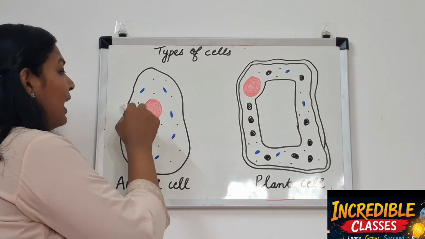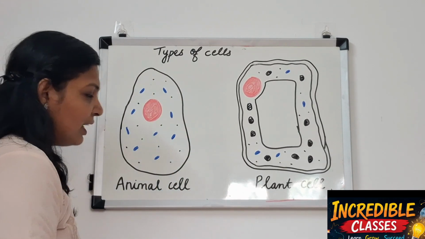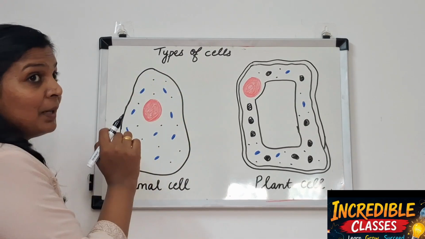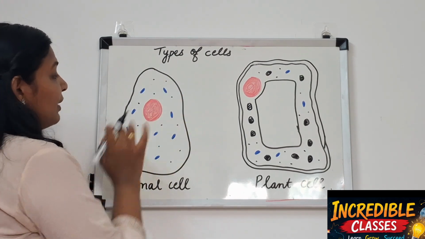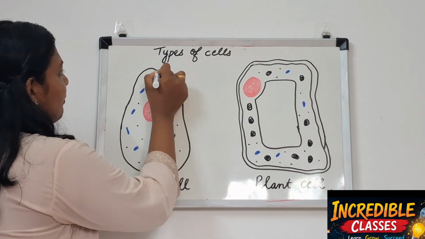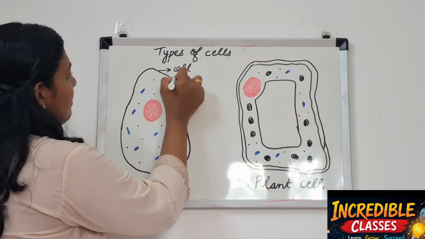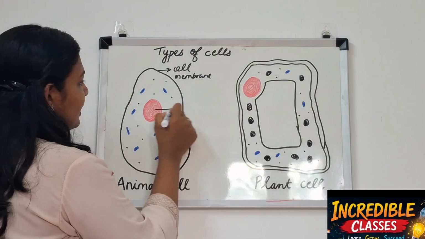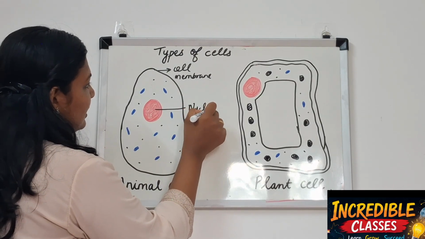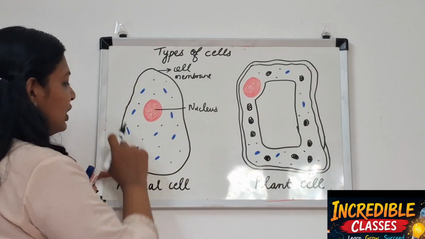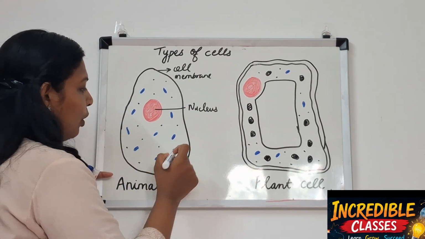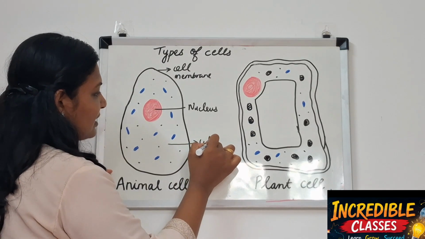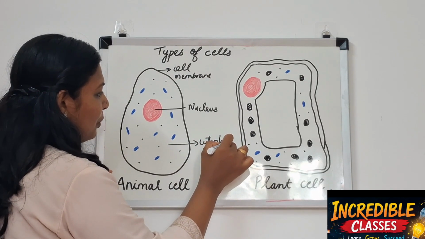What is the black outer covering? You can see it is the cell membrane. Yes. Now the red one is nucleus. So I will write it. It is cell membrane. Next it is nucleus. Then the jelly like portion in it, the white space I am referring to, it is the cytoplasm.